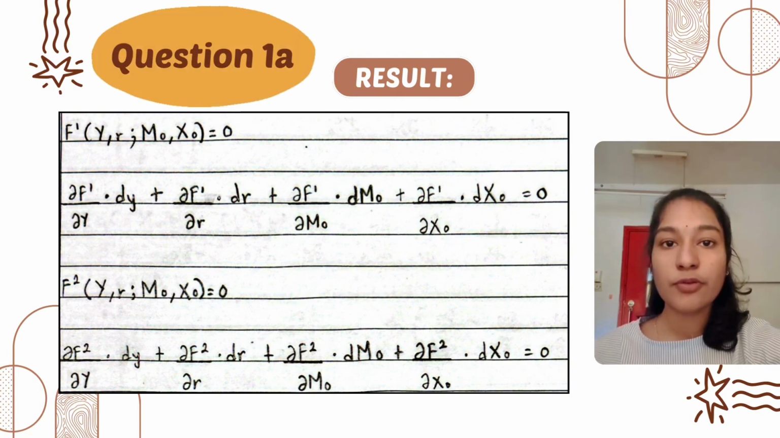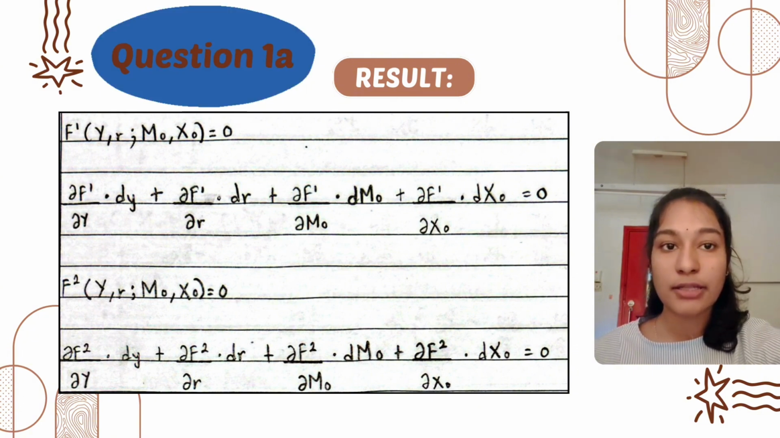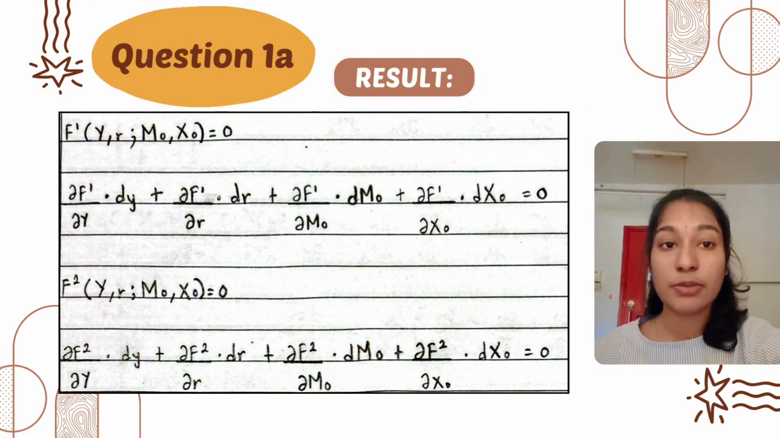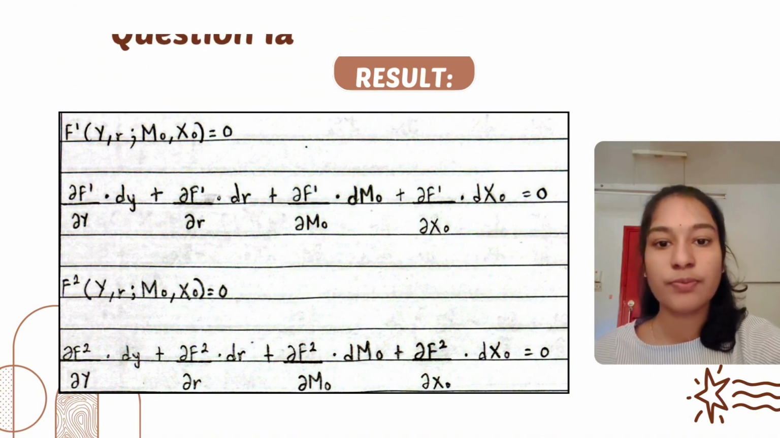And for the f2 function, ∂f2 divided by ∂y times dy plus ∂f2 divided by ∂r times dr plus ∂f2 divided by ∂mo times dmo plus ∂f2 divided by ∂xo times dxo equals to 0.